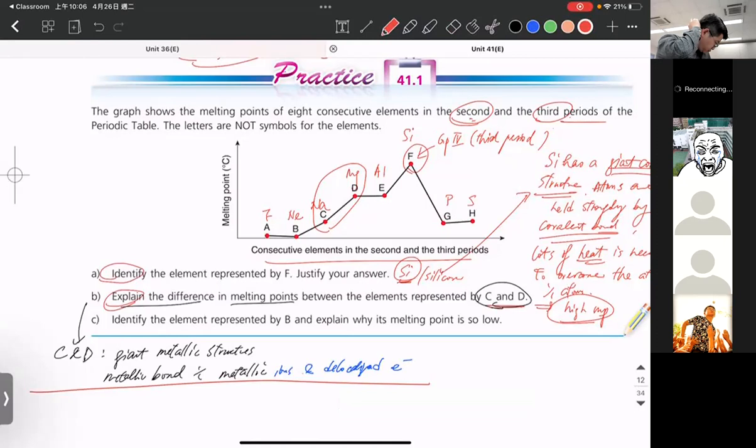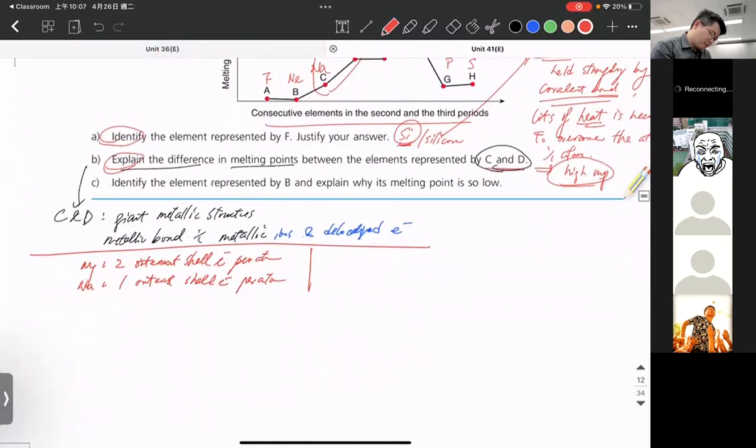Each magnesium atom has 2 outermost shell electrons, while each atom of sodium has only 1 outermost shell electron. Magnesium versus sodium, right? 2 versus 1. You compared the negative. How about the positive? The ion of magnesium has a charge of +2, while that of sodium has a charge of +1. Charge +2 versus charge +1.